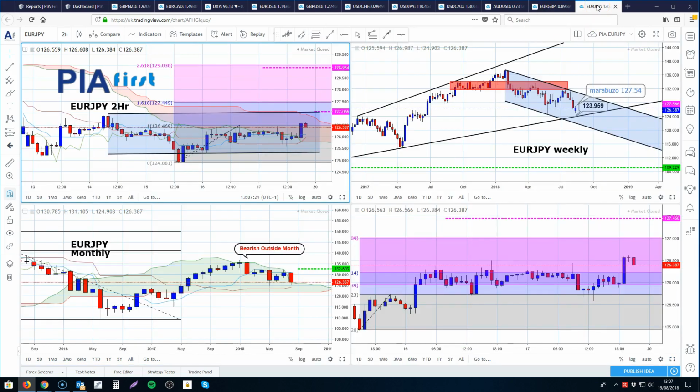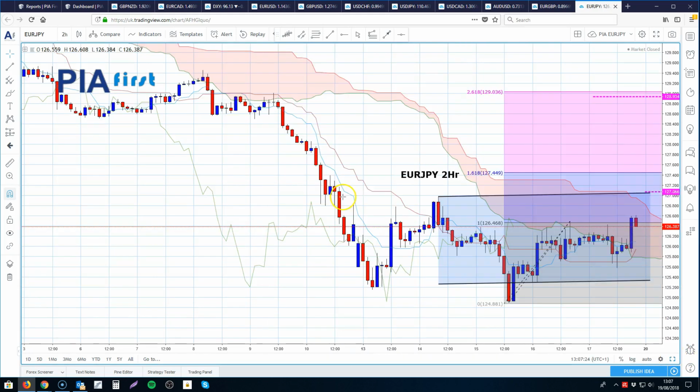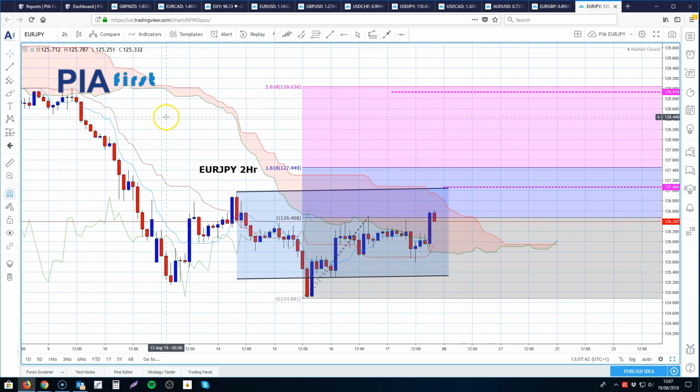If we go to euro yen, and again I think we're going to be temporarily bullish in this cross currency. In an expanding wedge formation, we've got a Marabuzzo level at 127.44. We've got trendline support at 123.95. But if we go to the intraday chart, this one has still got scope for buying dips, I believe, at the beginning of the week.